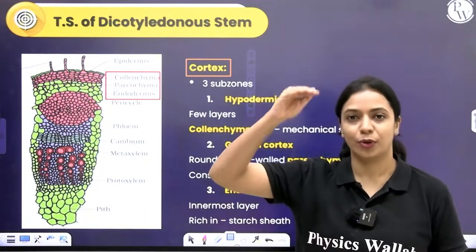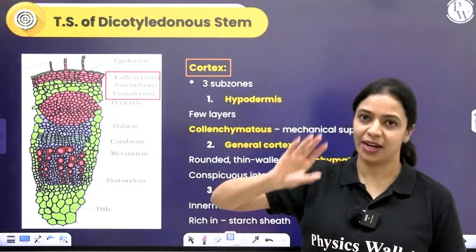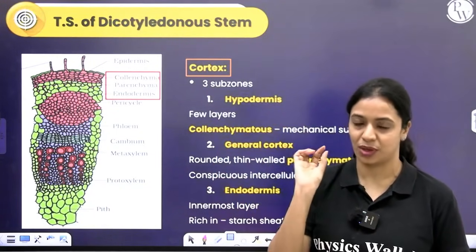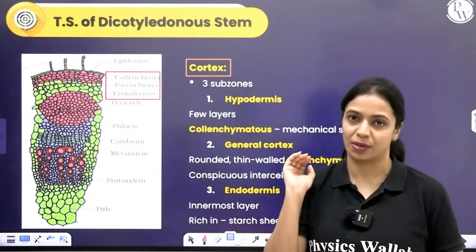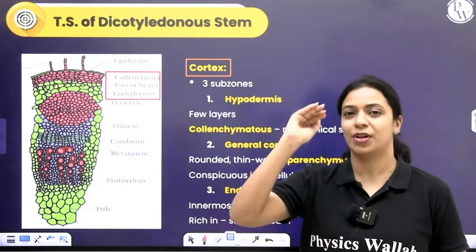You have a hypodermis, you have a general cortex, and you have the endodermis. Previously we saw cortex and endodermis. Now within the cortex itself you have hypodermis, general cortex, endodermis. The hypodermis is immediately present below the epidermis.